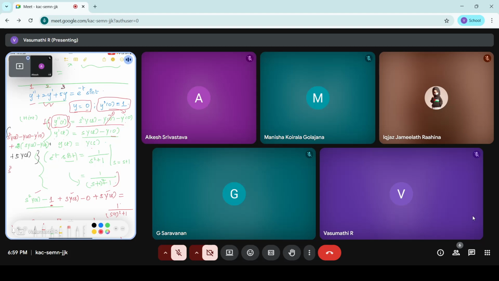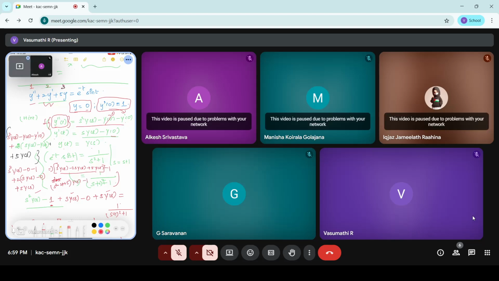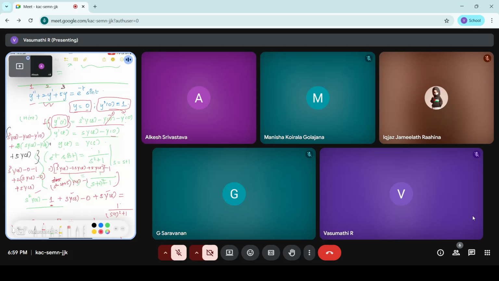So here we are going to write it as s square into y of s minus 0 minus 1, plus 2 into s into y of s minus 0, plus 5 into y of s. That's it. So this will give you s square y of s minus 2s y of s plus 5 y of s minus 1. I'm going to club these things together. Since y of s is common, this will give you s square minus 2s plus 5 into y of s. This one will be separate since y of s is not common for it.